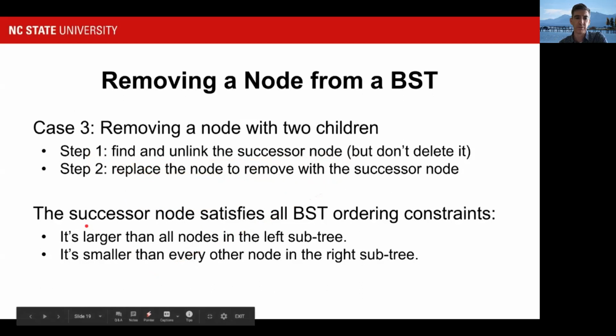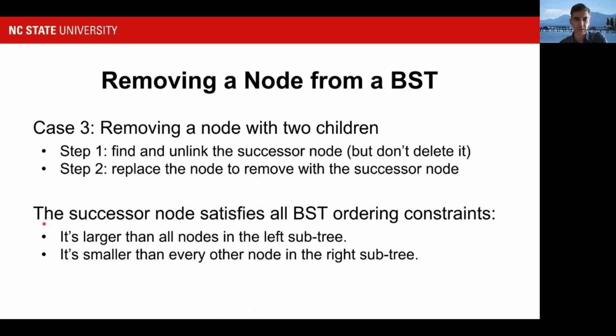As I've said before, this works because the successor node satisfies all the BST ordering constraints, right? It's larger than all the nodes in the left subtree of the node we're removing, and it's smaller than every node in the right subtree of the node we're removing. So it's the perfect candidate to stick in there to replace the node we're removing.